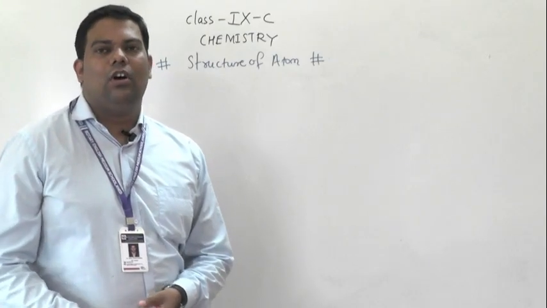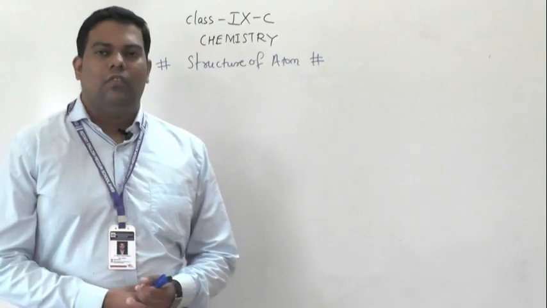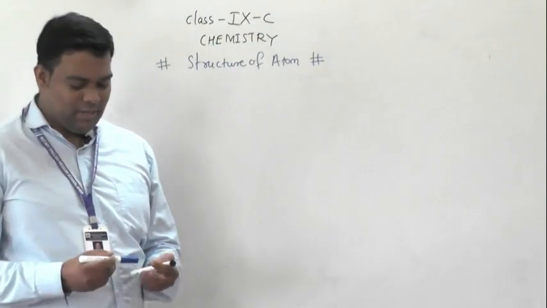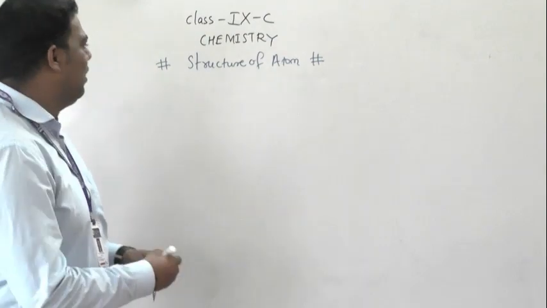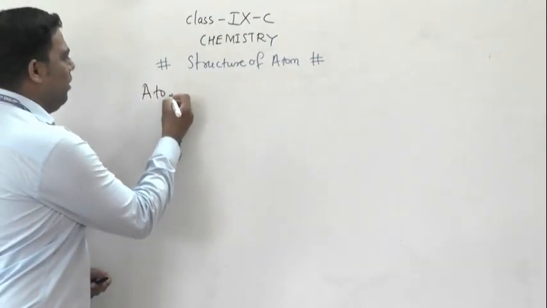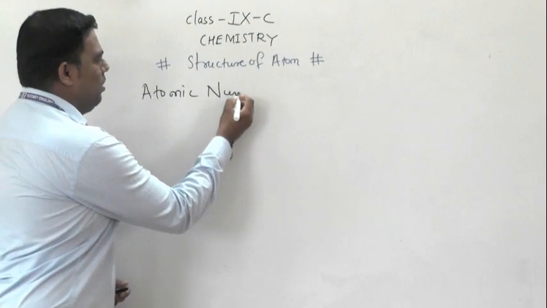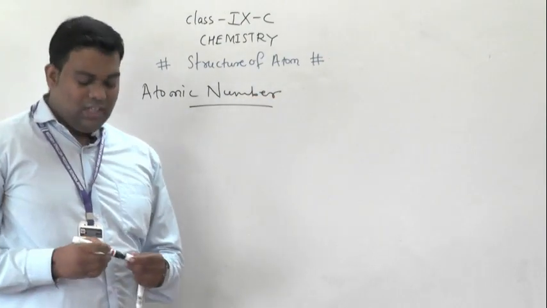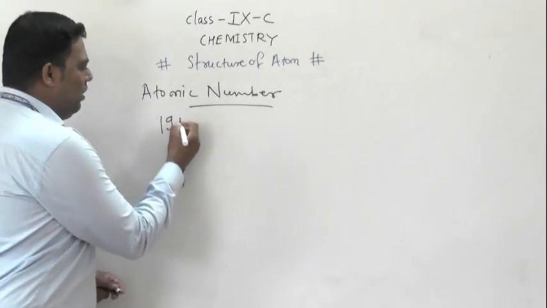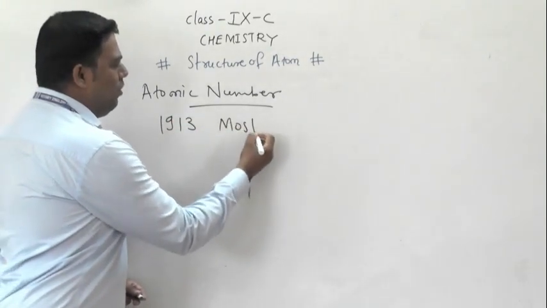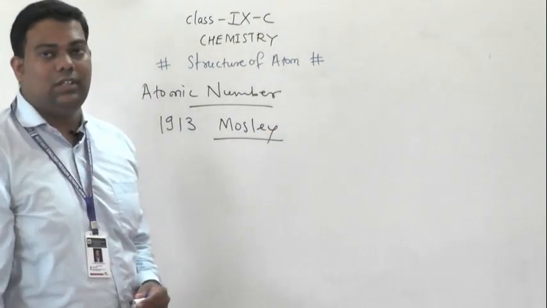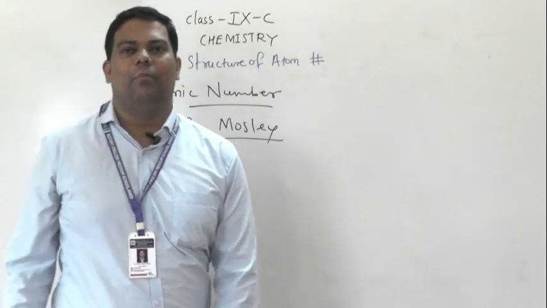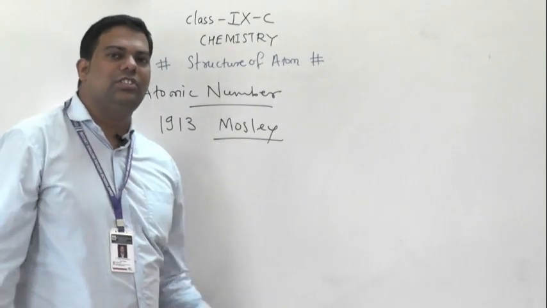After that, one of the important topics in our structure of atom chapter is atomic number. What is atomic number? In 1913, Moseley discovered the concept of atomic number.